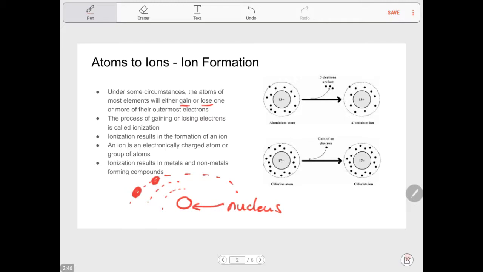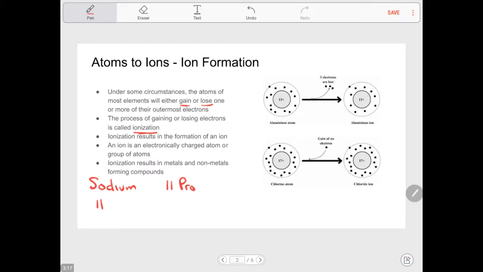The process of gaining or losing electrons is called ionization. Very, very important. Ionization results in the formation of an ion. So let's be really, really clear. What we've been looking at so far is an atom. Let's say, take sodium. If you find the atomic number for sodium, that is 11. What does that 11 mean? Well, we know that we have 11 protons. And remember, protons are positive charges.